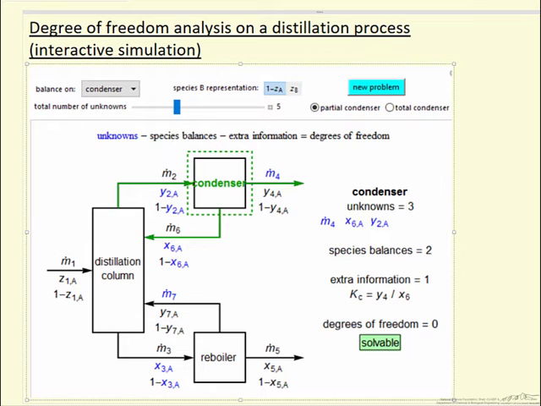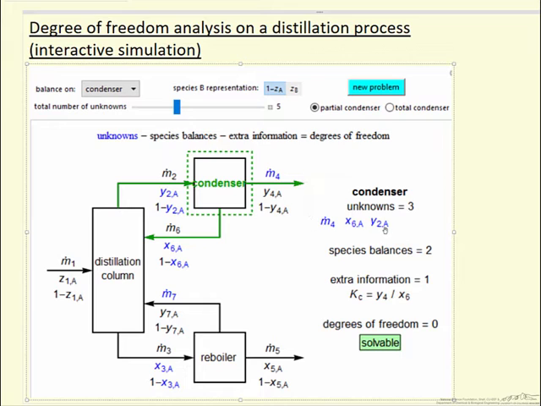In this interactive simulation, we do a degree of freedom analysis for a distillation process. The simulation is set up where we can do analysis around just one part, like the condenser I've shown here, and that's selected with this button. The blue values correspond to unknowns, the mass flow rate and the mass fraction, and the mass fraction here of the liquid.